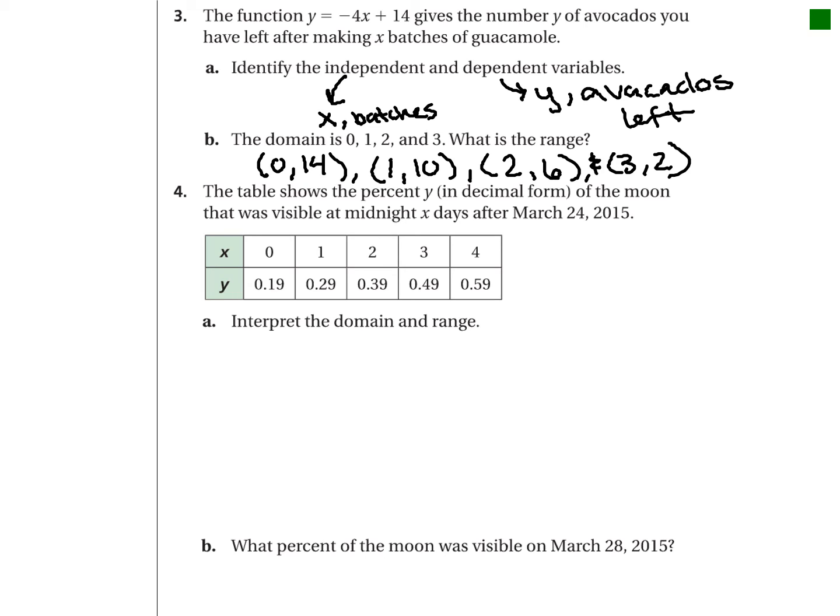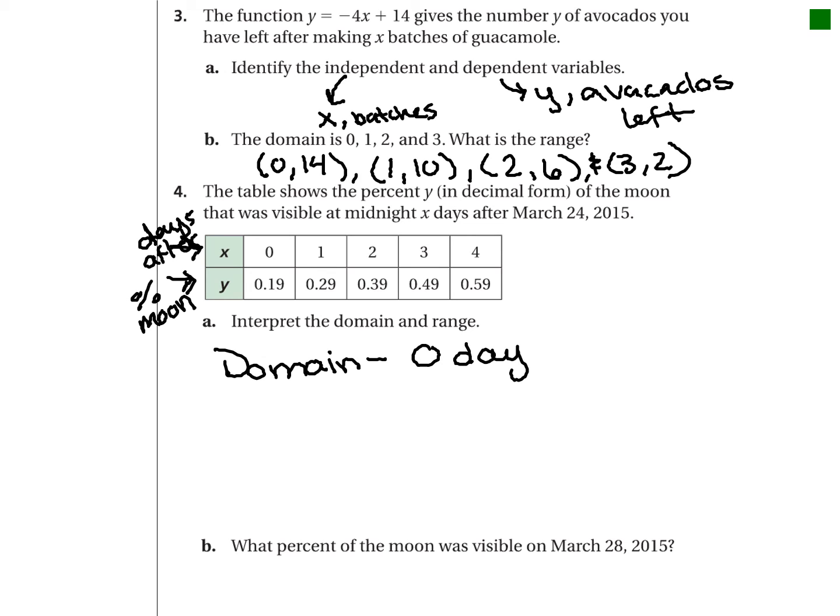In problem number 4, we have a table that links the independent variable, days after March 24th, 2015, and percentage of moon. This is written in decimal form. It says interpret the domain and range. This is not difficult to do. You just look at the x values, and the domain is 0, 1, 2, 3, and 4. Those are the 5 inputs for the problem. The range are the corresponding 5 outputs, 19, 29, and so forth.